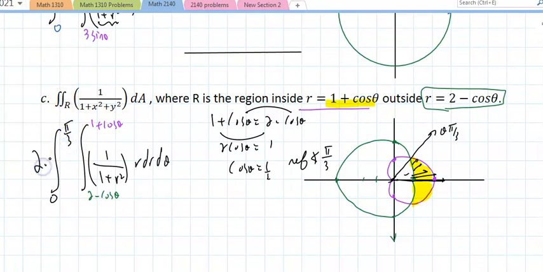And I could multiply this by 2 to compensate for the bottom, or I could run from negative pi over 3 to pi over 3 if I want. It really makes no difference. The same as what you did your last semester when you tackled this section.